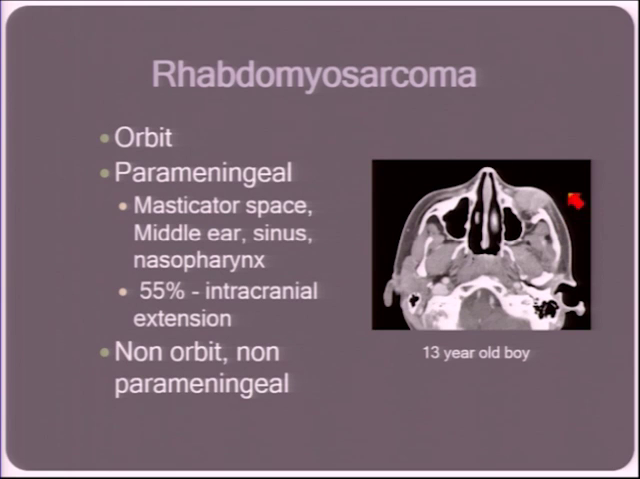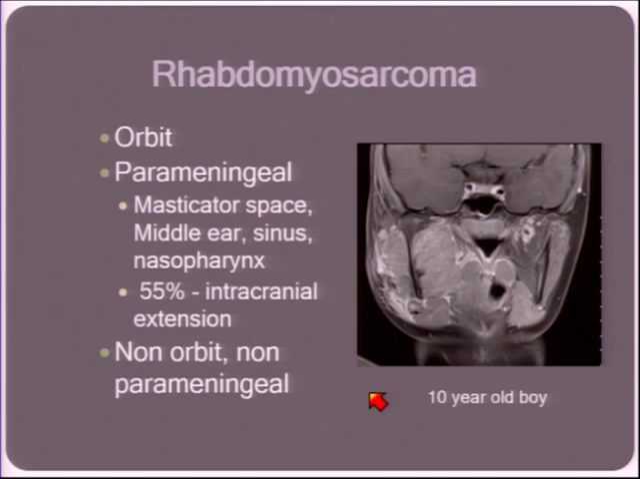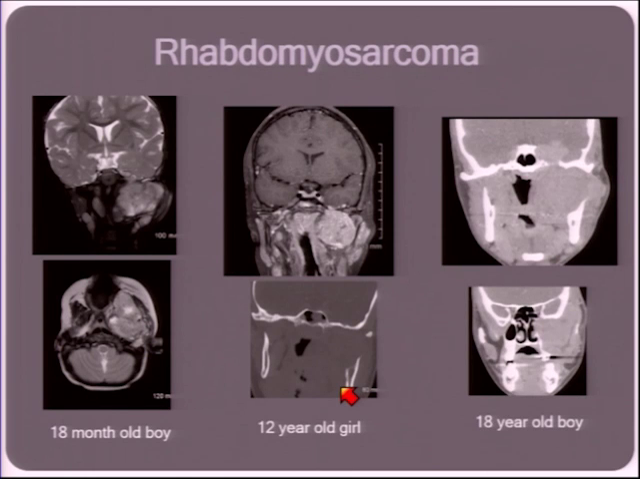Here's a 13-year-old boy with a soft tissue mass along the inferior orbital rim, rhabdomyosarcoma. And here's a 10-year-old boy with the right masticator space rhabdomyosarcoma. You can see tumor on both sides of the mandible with invasion of the mandibular ramus. There's no intracranial extension. So once you see a tumor or a mass in one of those parameningeal locations that you think might be a rhabdomyosarcoma, it's important to look for that intracranial extension.